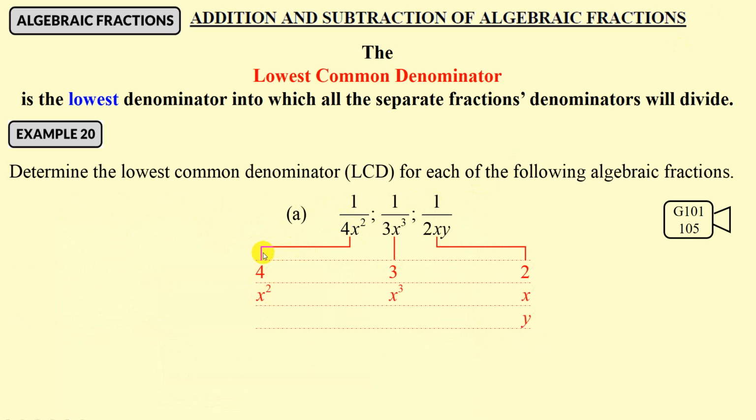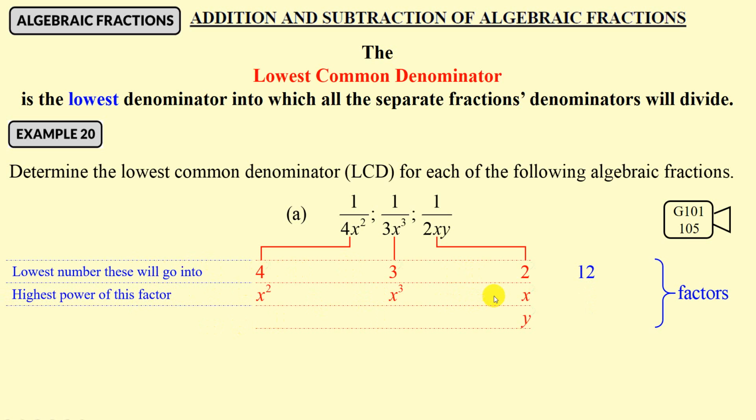So the first one, I'm going to set it out like this. Here are the factors of 4x squared. Here are the factors of 3x cubed. I put the numbers in this row, and I'm putting the same factors in this row. So the x cubed goes there. Here the 2 goes there, the x goes there, and then the y is a separate factor down here. Now, the lowest number these will go into will be part of the lowest common denominator, that being 12.